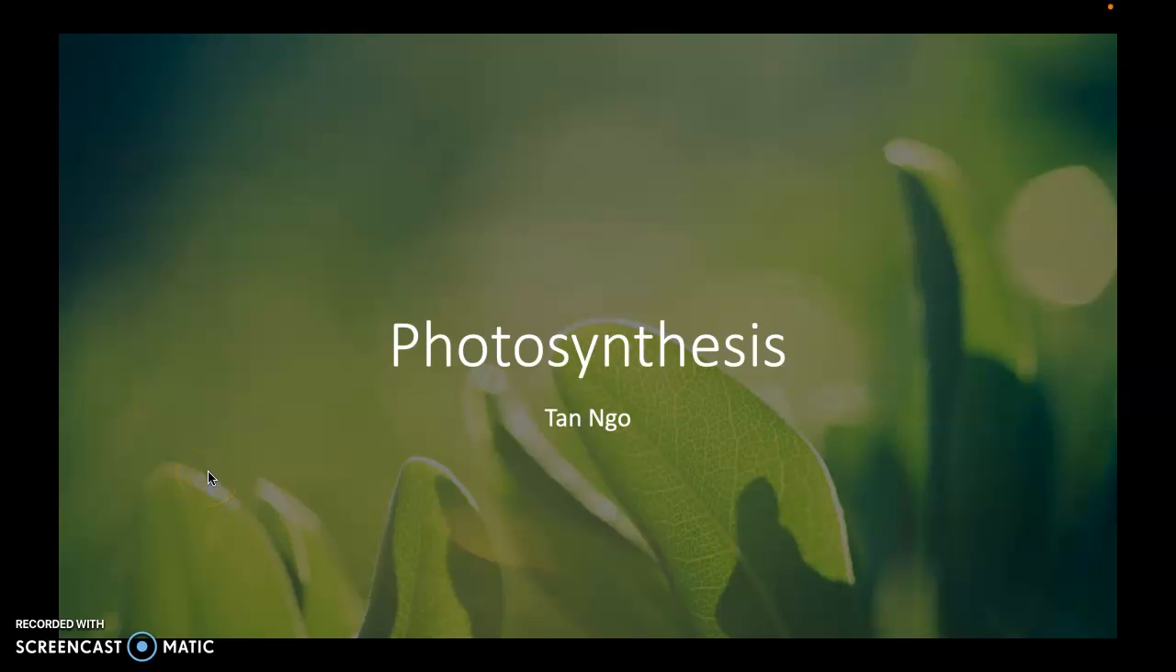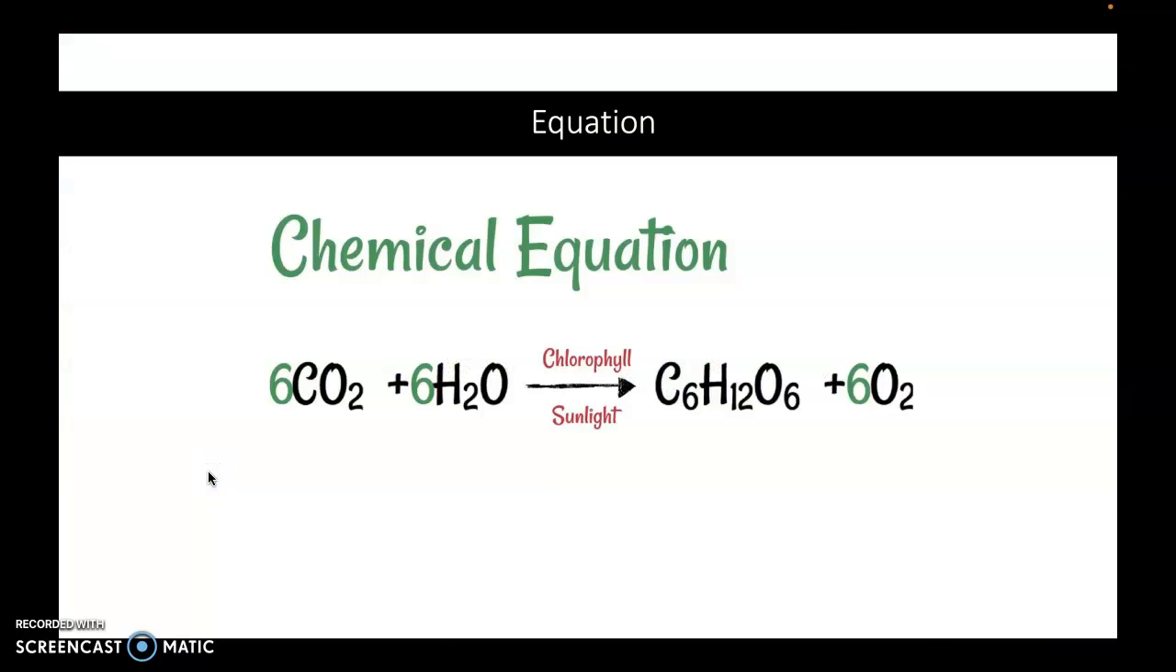Today I'm going to be talking about photosynthesis. The equation of photosynthesis is commonly written as: the reactants, 6 carbon dioxide molecules and 6 water molecules, are converted by light energy captured by chlorophyll into a sugar molecule and 6 oxygen molecules.